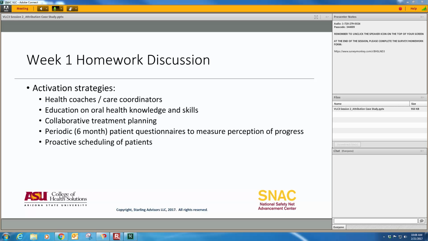Periodic patient questionnaires to measure perception of progress and essentially determine whether the patient remains kind of activated and an active participant in their own care. And then the proactive outbound scheduling of patients when either disease or other factors would suggest the need for regular or periodic follow-up. Any other activation strategies that folks wanted to discuss?